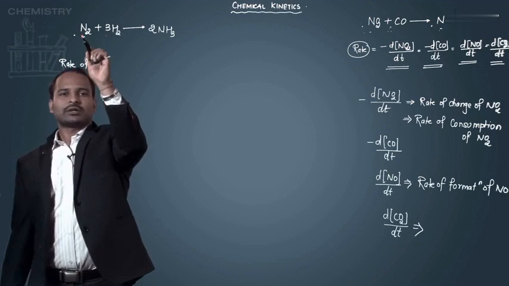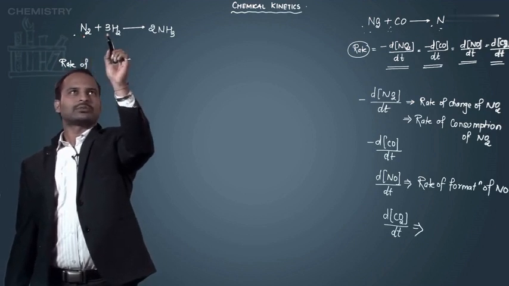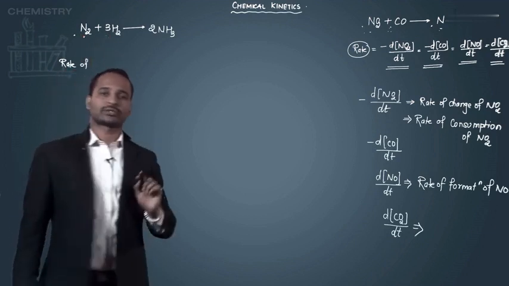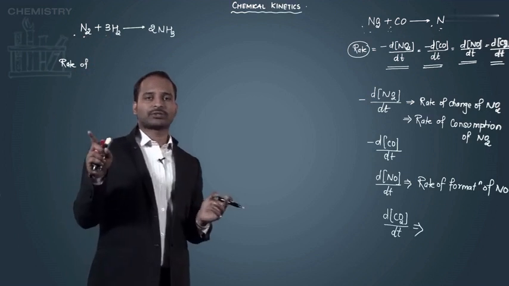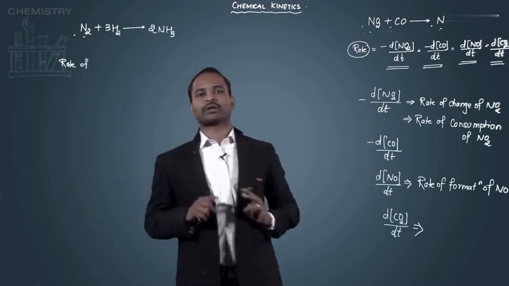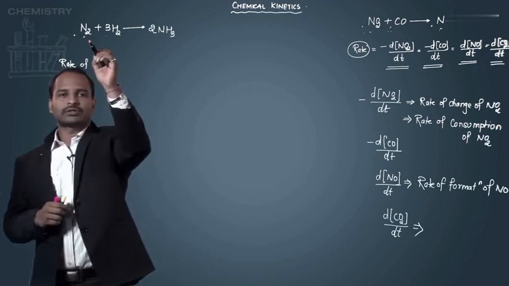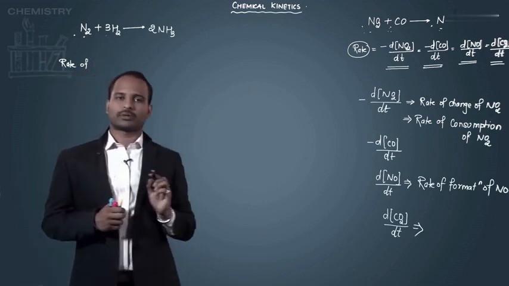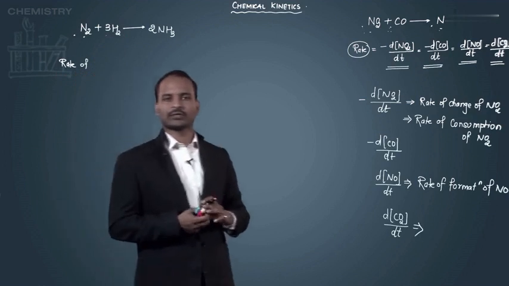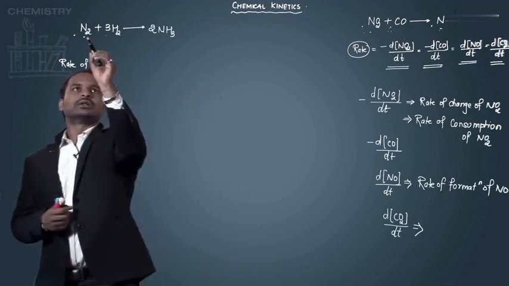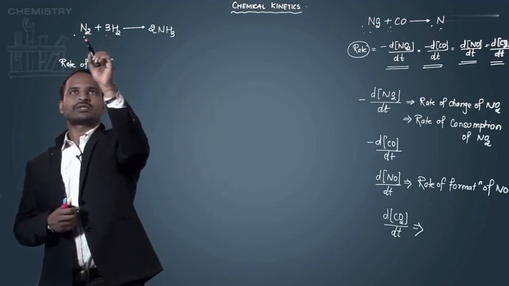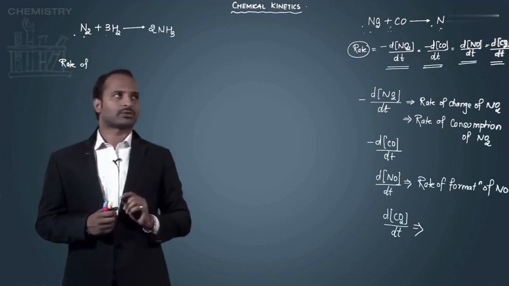Here I can say that if 1 molecule of nitrogen is consumed, then in the same time 3 molecules of hydrogen are consumed. For 1 nitrogen we require 3 hydrogen. If I have 100 molecules of nitrogen, how many molecules of hydrogen will it require? Simply, the answer will be 300. It means the rate of consumption of hydrogen is thrice the rate of consumption of nitrogen.